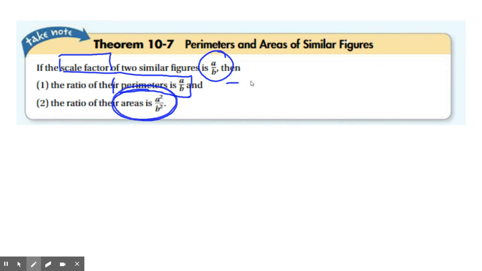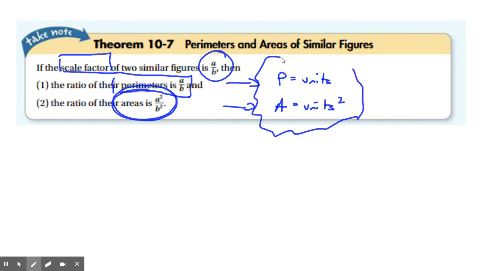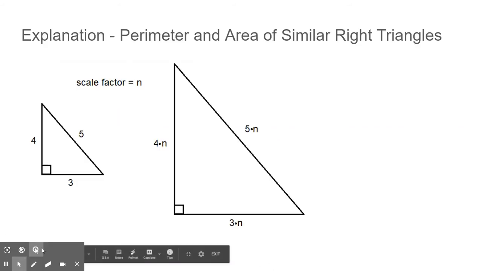To try to remember this, I want you to remember that perimeter is in units, but area is in units squared. So think of that when you're looking at the ratio of these perimeters and areas. Use this as a hint. Now, on the next slide, I'm going to demonstrate why this is the case.